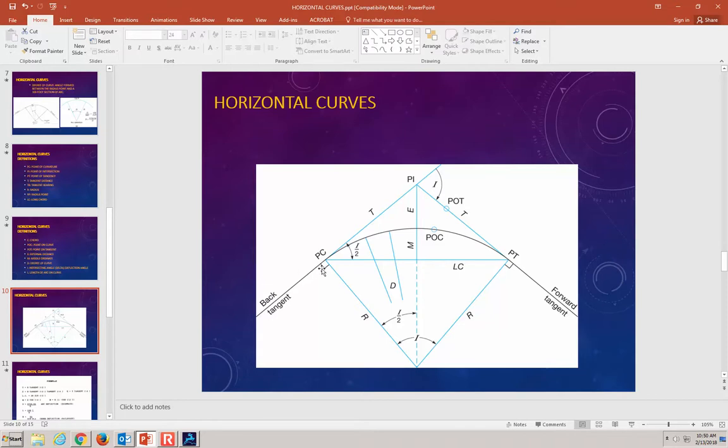Clear as mud. Clear as mud. I got a question. Okay. Yes. So the PC and the PT, is that just depending on which way you're looking at the curve?